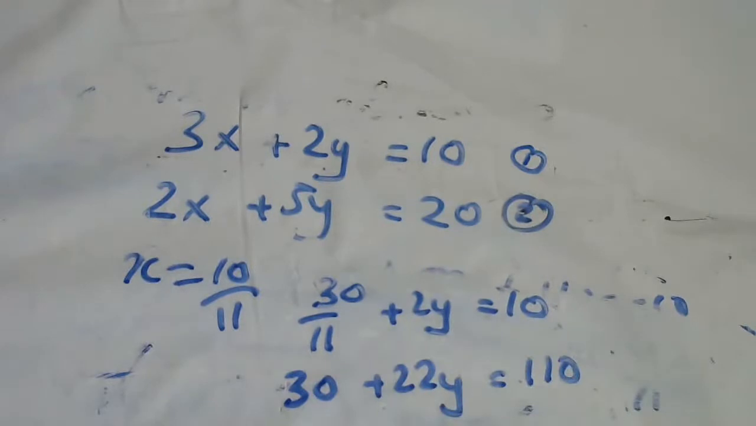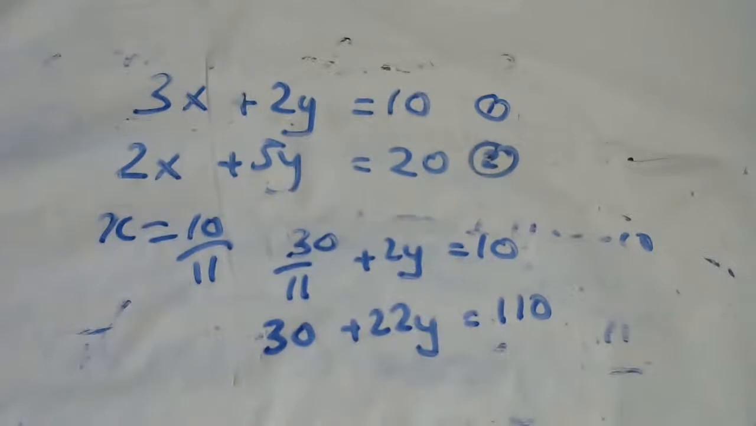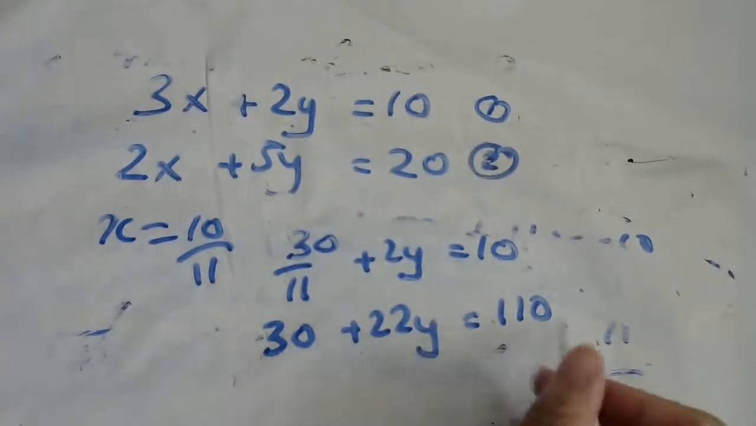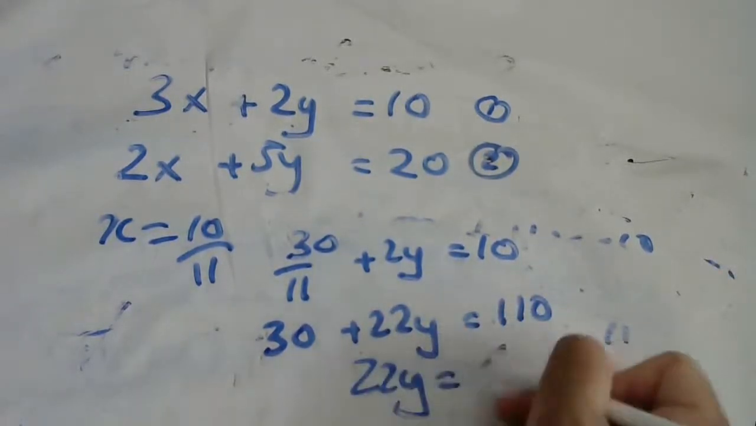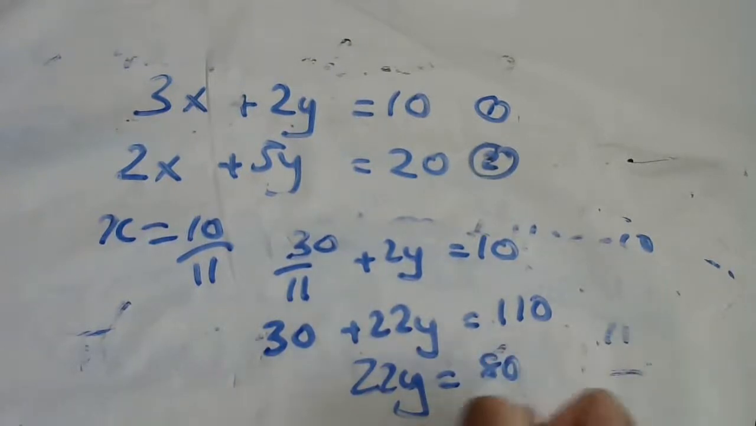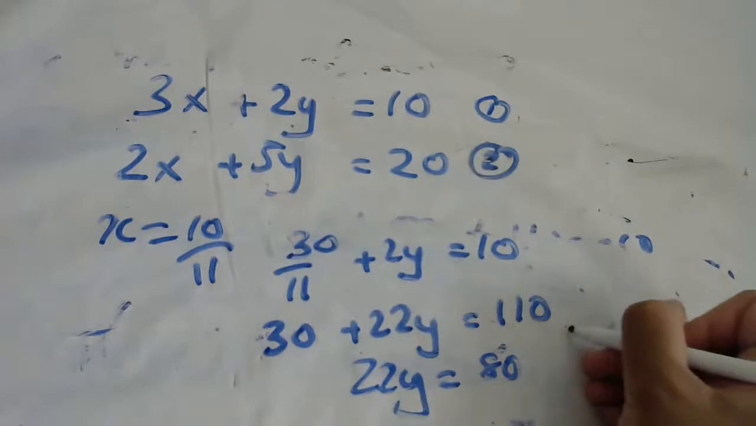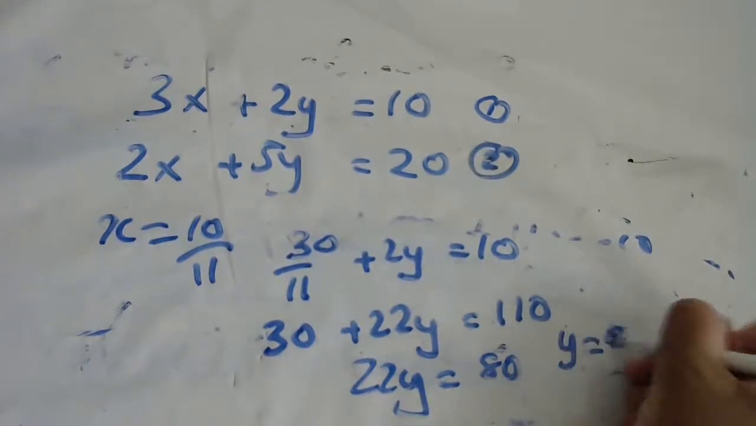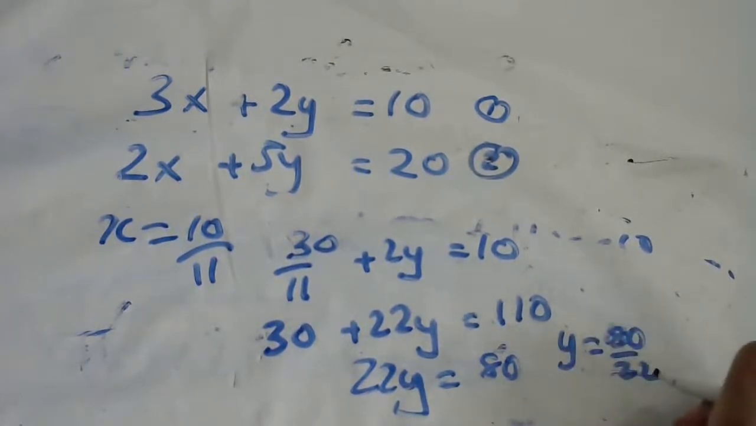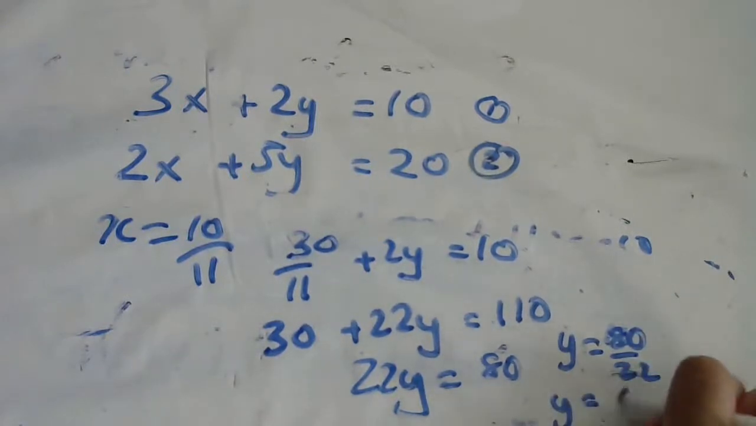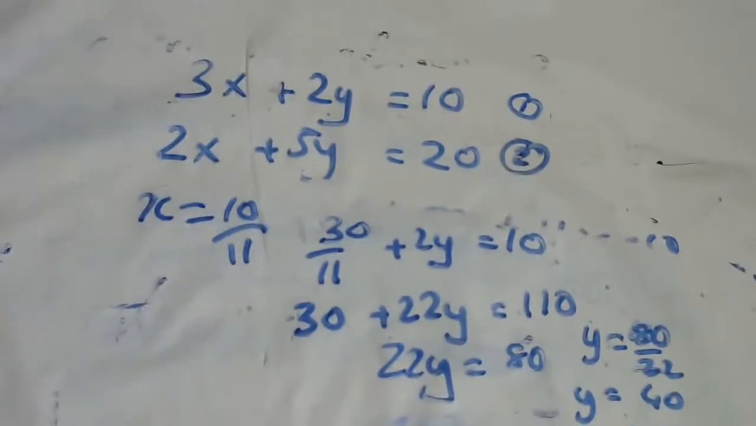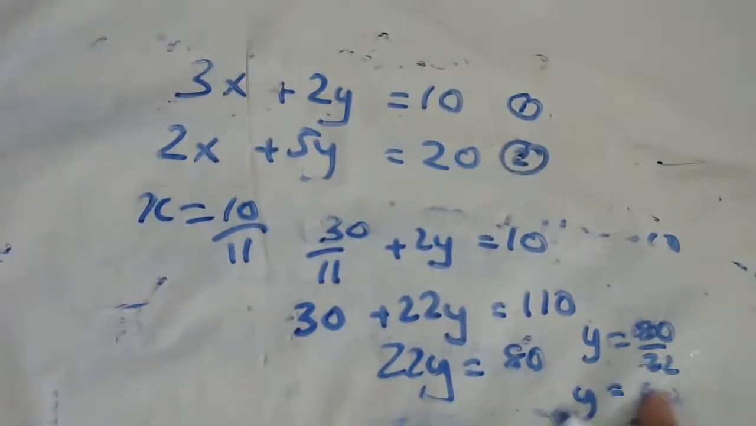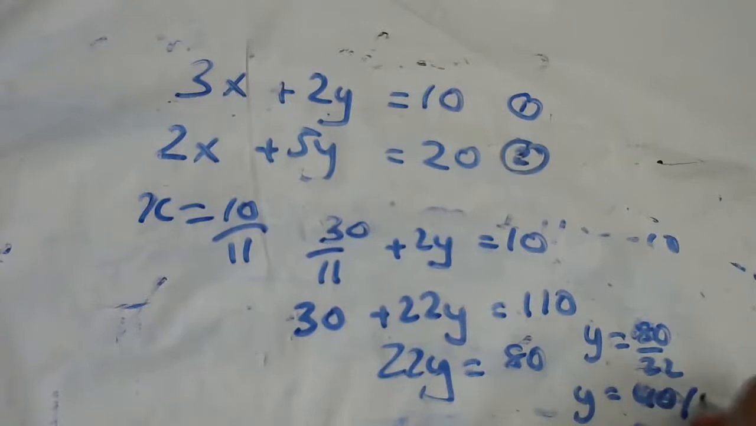So what I did was times everything through by 11 on that equation to get a simpler equation to solve. Now take away the 30 from both sides: 22y equals 80. So y equals 80 over 22, and of course that divides through by 2, so y equals 40 over 11. Final answer. Now, that one was a harder one because it came out with some fractions. Let me write it down so you can see. So 40 over 11. There we go.